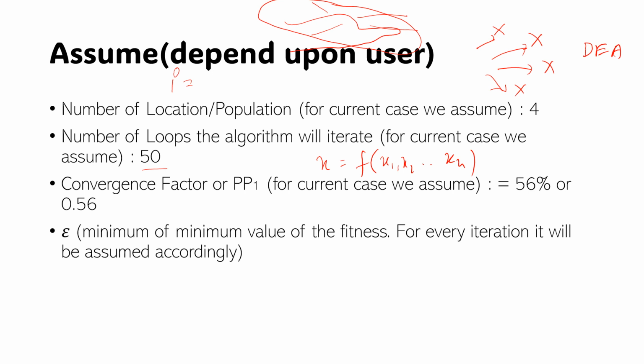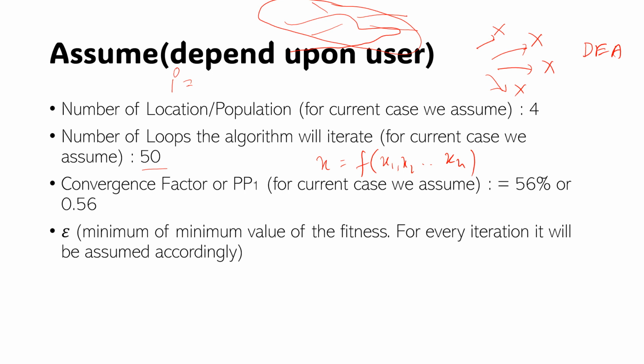But here also the same thing happens. The more the number of loops, the slower the optimization rate, because of the utilization of computational space at a more frequent rate than where the loops are low. Now here the convergence factor is assumed to be 56% or 0.56, and this E is an error, which will be the minimum value of fitness. For every iteration it will be assumed accurately.